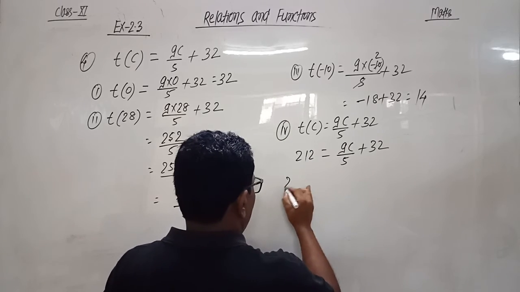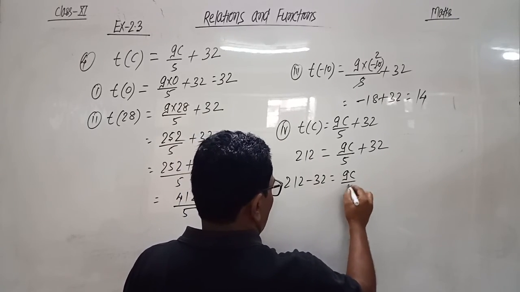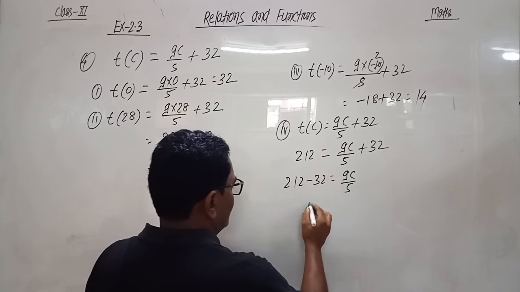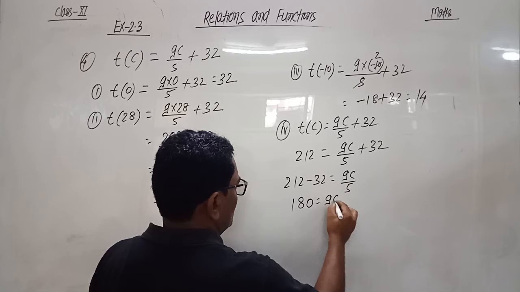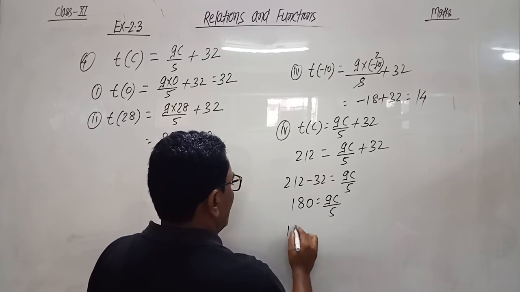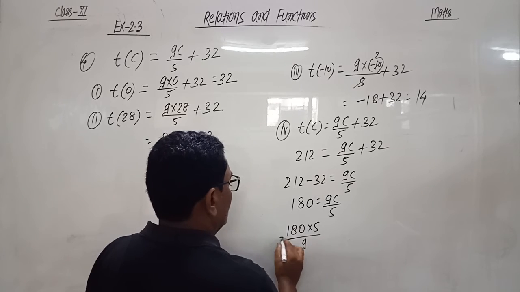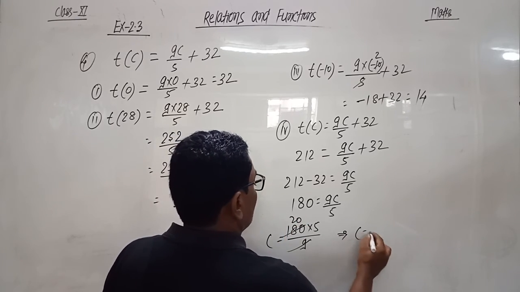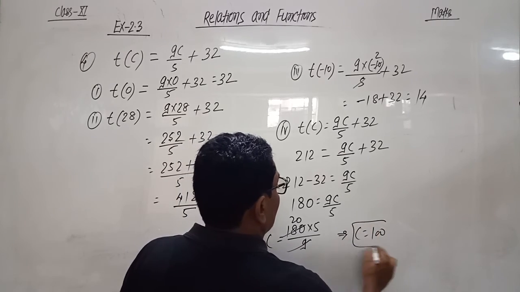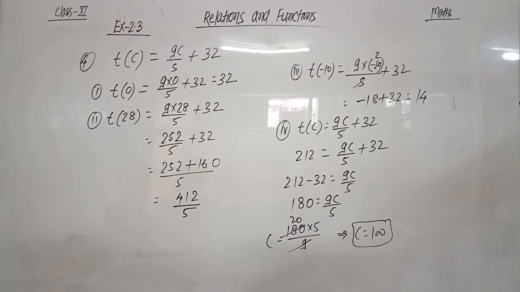32 will come on the left side, equals to 9C upon 5, and subtract. 180 equals to 9C upon 5. And 180 into 5 upon 9 equals to C. So we get the value of C equals to 20 into 5, 100. The value of C we get is 100.